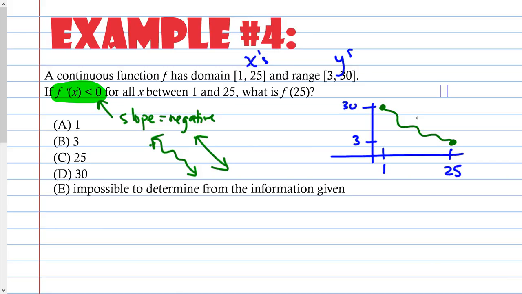Basically, our function looks like this. It is strictly decreasing. So 30 is the highest y value, so that must mean that that's the highest point. And 3 is the lowest y value, so 3 is the lowest point. But for x, since it just keeps going down, down, down, 1 has to be the highest and 25 has to be the lowest, where the lowest point is located. So what is f of 25? So f of 25 should be the lowest point.